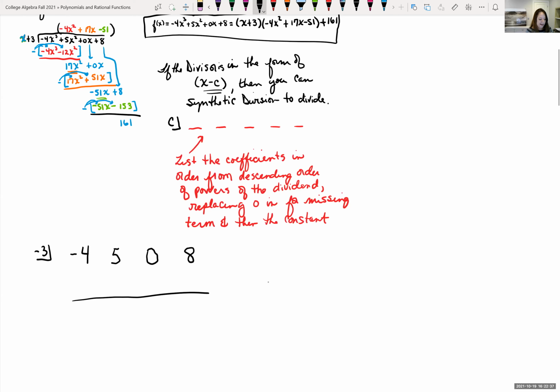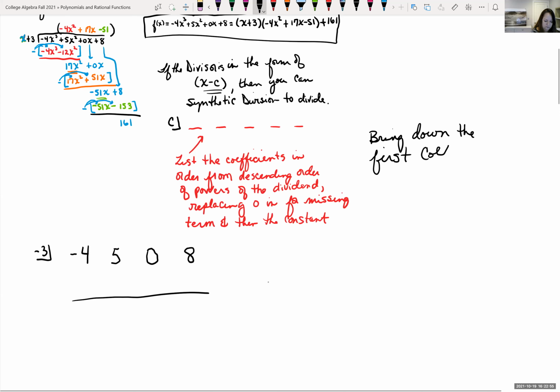And then the horizontal line below. Okay, so now we are ready to use our synthetic division. First step you're going to bring down the first coefficient. So if I bring down that first coefficient of -4, and then we're going to multiply c and the coefficient on the bottom row.